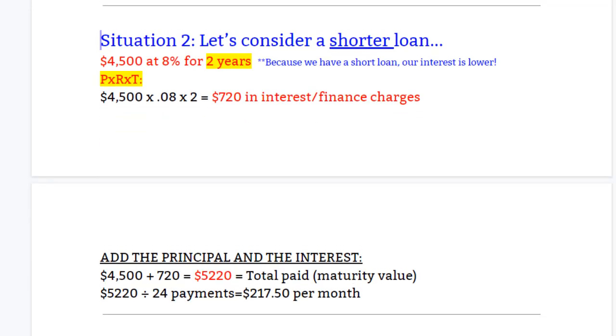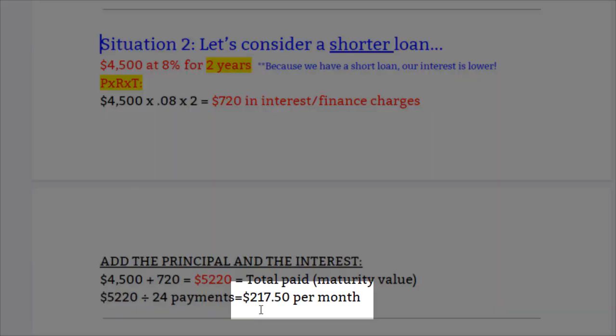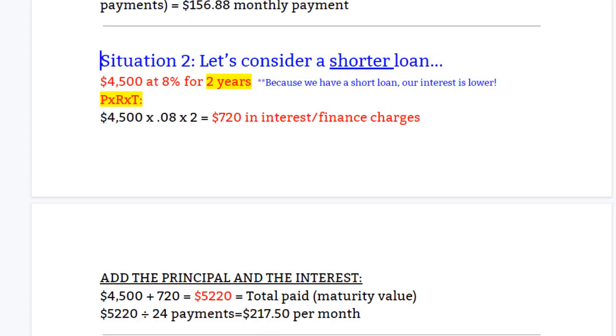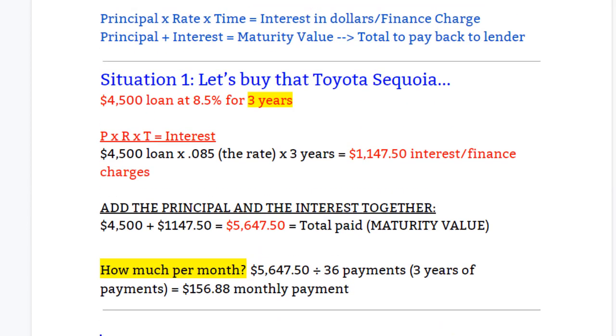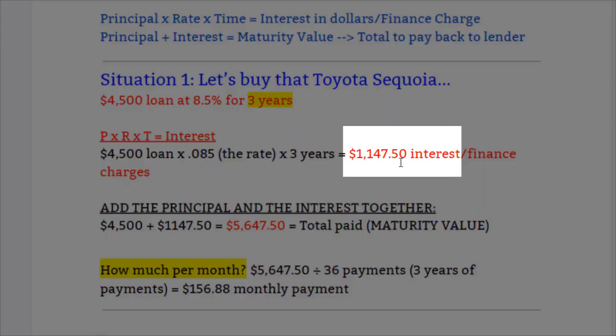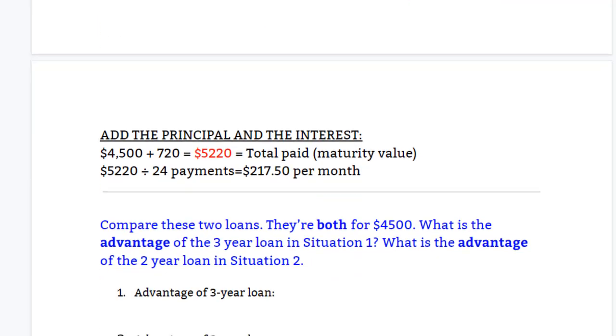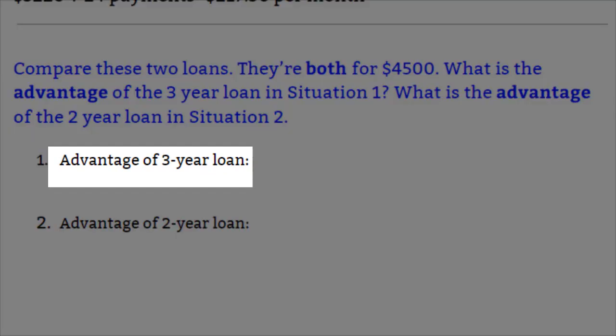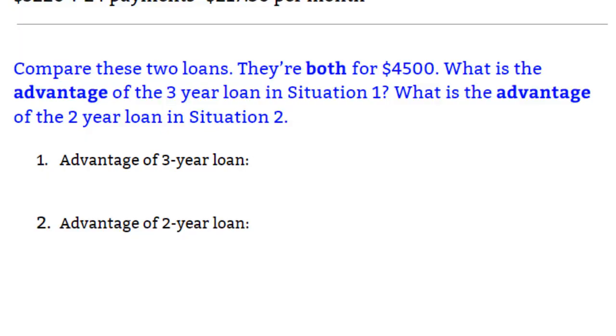In situation 2, we are paying more, $217.50, but notice the interest is $720 on the 2-year loan and over $1,100 on the 3-year loan. So compare these two loans. What is the advantage of the 3-year loan in the first situation? Most people would say the advantage is that you have a lower monthly payment.